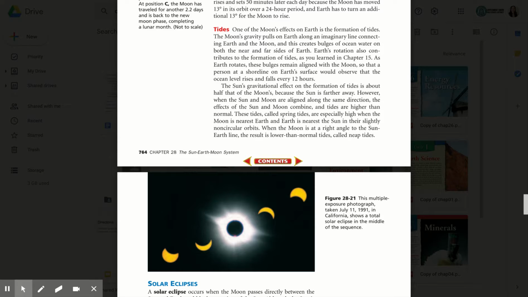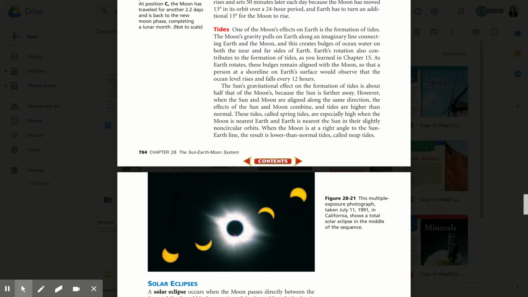The sun's gravitational effect on the formation of tides is about half that of the moon's, because the sun is farther away. However, when the sun and moon are aligned along the same direction, the effects of the sun and the moon combine, and tides are higher than normal. These tides, called spring tides, are especially high when the moon is nearest Earth and Earth is nearest the sun in their slightly non-circular orbits.